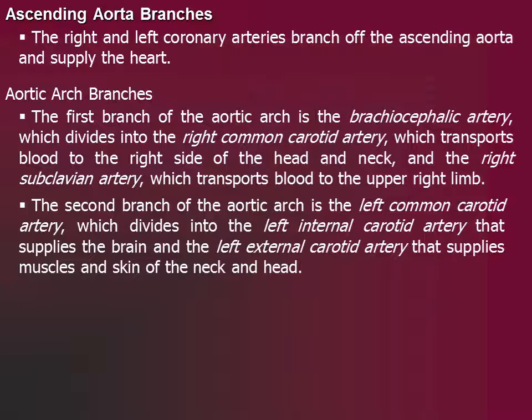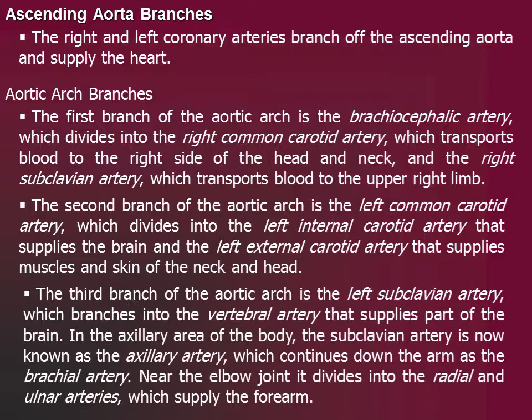The second branch of the aortic arch is the left common carotid artery, which divides into the left internal carotid artery that supplies the brain and the left external carotid artery that supplies muscles and skin of the neck and head. The third branch of the aortic arch is the left subclavian artery, which branches into the vertebral artery that supplies part of the brain. In the axillary area of the body, the subclavian artery is now known as the axillary artery, which continues down the arm as the brachial artery.